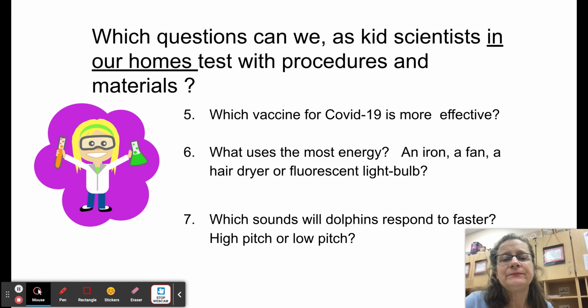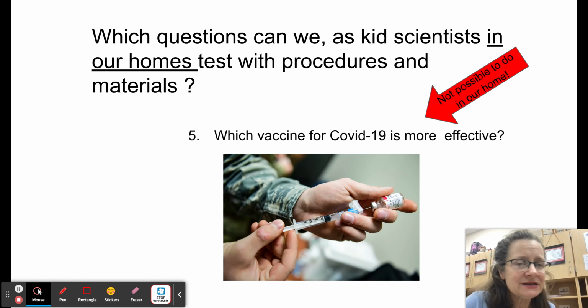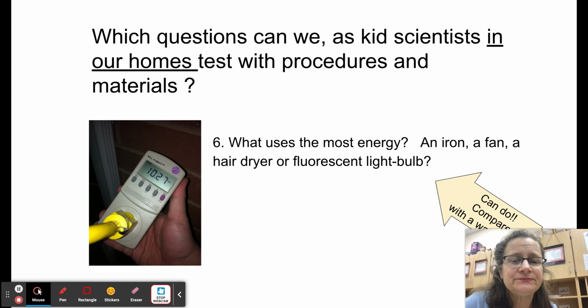Next one. Which vaccine for COVID-19 is more effective? We will not be testing for COVID-19. We will not be administering vaccines. This is not possible to do in our home. Not a good testable question, although valuable for the world.